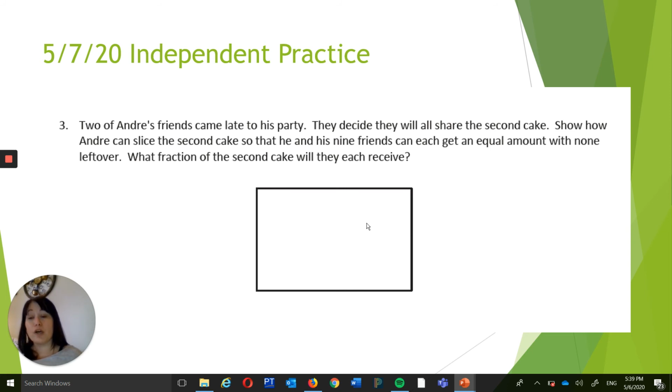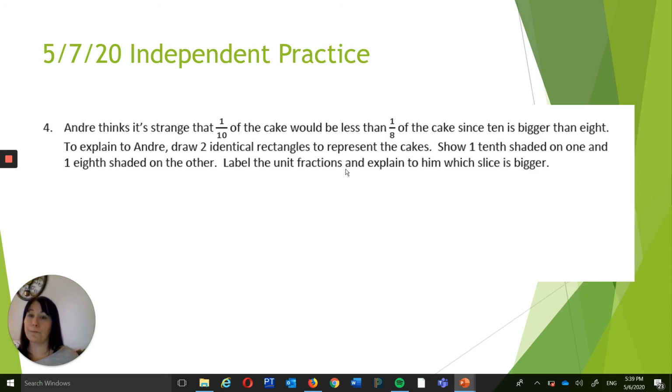Okay, third graders, after you've written the number 3, draw a rectangle. Partition this into the right number of pieces so that Andre and his 9 friends can each have an equal sized piece. After you have partitioned it, tell me what fraction of the second cake they will each receive. Now remember, when you're giving me an answer to a word problem, you need to read. We just did that. Draw that rectangle and partition it and write. I need a sentence giving me your full answer. When you are done with number 3, unpause the video and let's look at number 4 together.